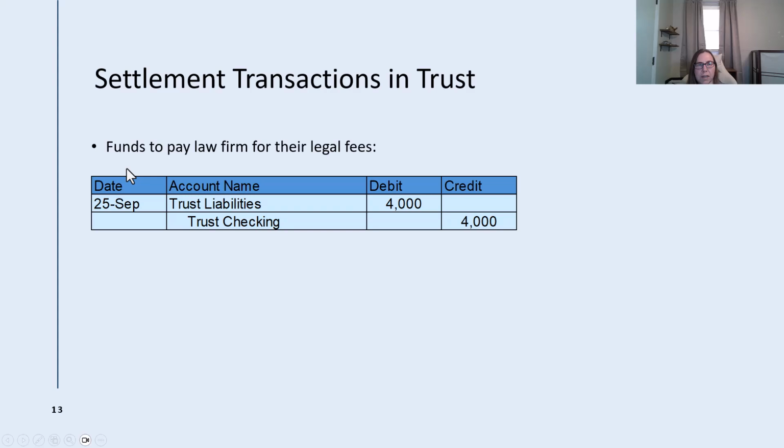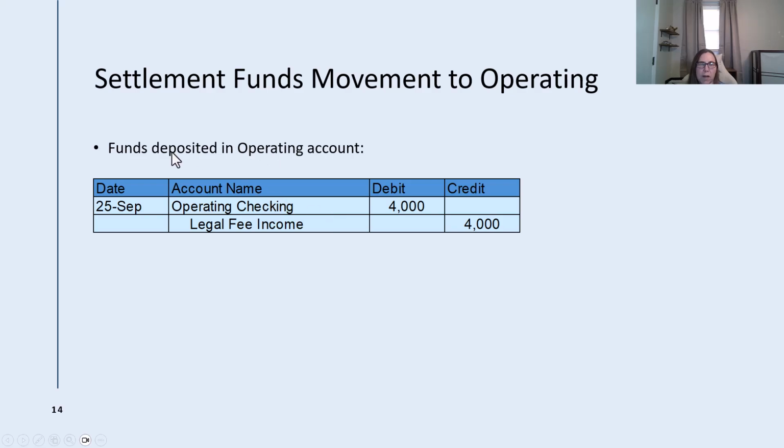And then there would likely also be funds to pay the law firm for their legal fees. And it would be the same entry. You're subtracting, debiting trust liabilities, subtracting from checking by crediting trust checking. And the net effect of those accounts once all the money is paid out should be zero. And then, of course, on the operating side, they would show the $4,000 as legal fee income.